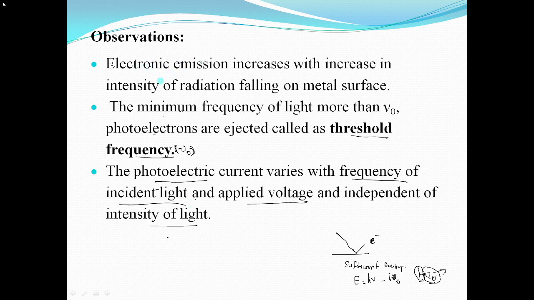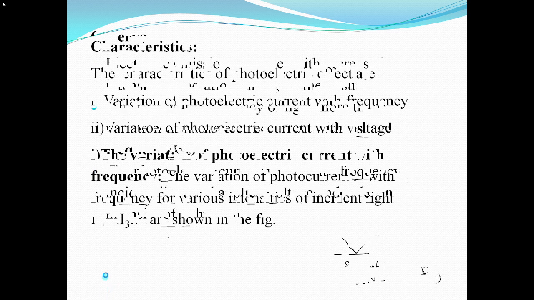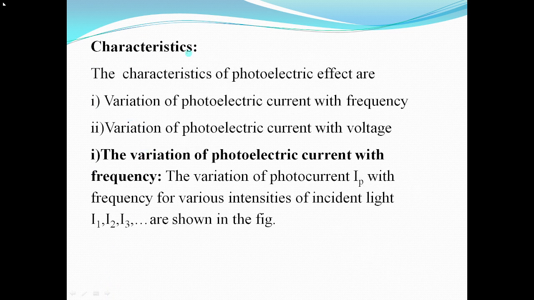Electrons emitted will be more when the intensity is more. Next, the minimum frequency required to eject an electron is the threshold frequency. Next, photocurrent depends on frequency of light and applied voltage, and it doesn't depend on intensity of light. These are the observations. Next, if we go for characteristics, there are two characteristics of photoelectric effect.